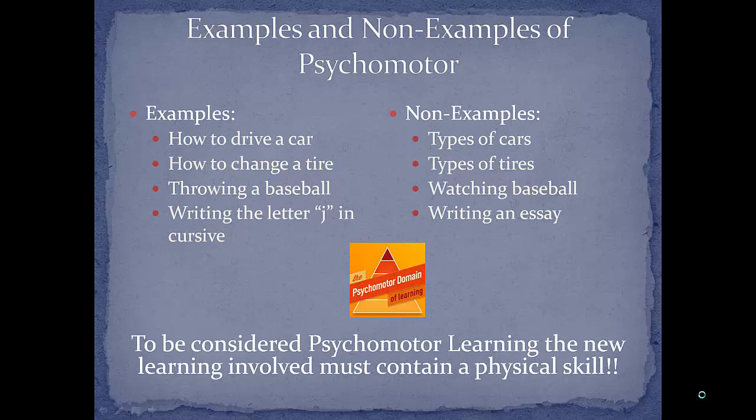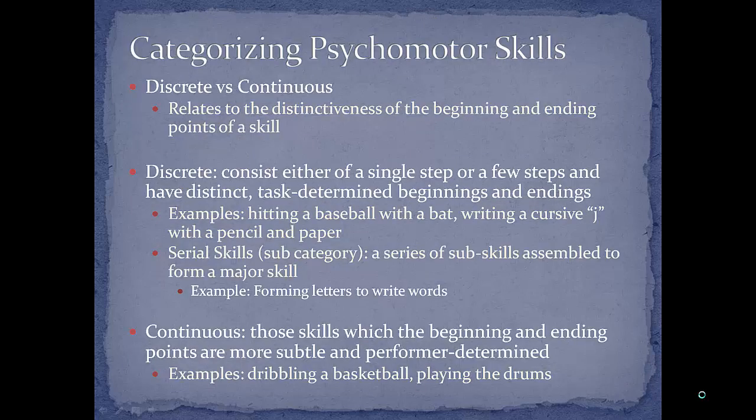Some other examples of psychomotor skills would be how to change a tire, throw a baseball, and writing the letter J in cursive. Some other non-examples of psychomotor skills would be knowing types of tires, watching a baseball game, or writing an essay. To be considered psychomotor learning, the new learning involved must contain a physical skill. So now we'll look at different categories which psychomotor skills can be broken into.